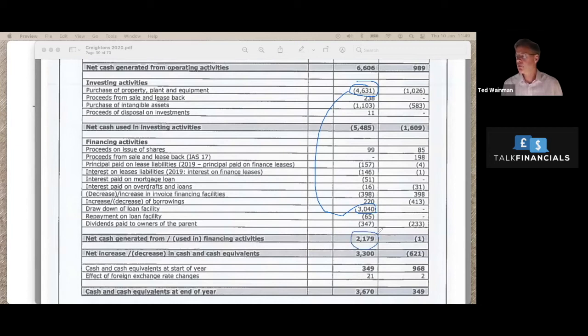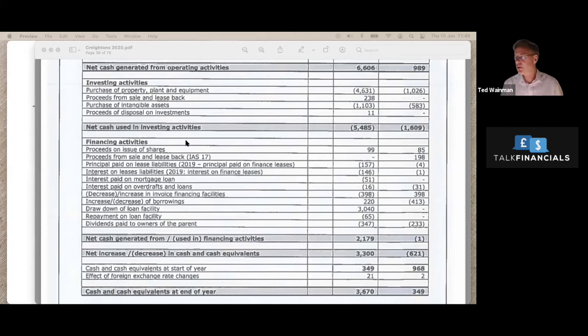So they've got positive financing, they've got money coming in because they're borrowing money and they're using that money to invest in the future of the business. But they can afford it, so it's not a problem because they're generating cash. They've kept some cash in the bank. It looks pretty well run from that perspective.